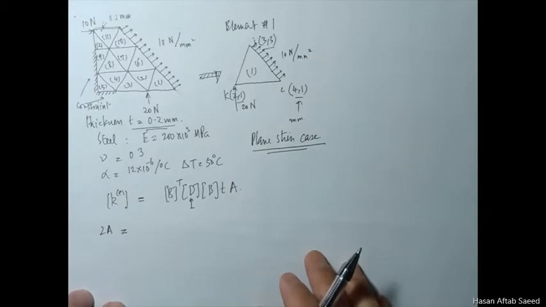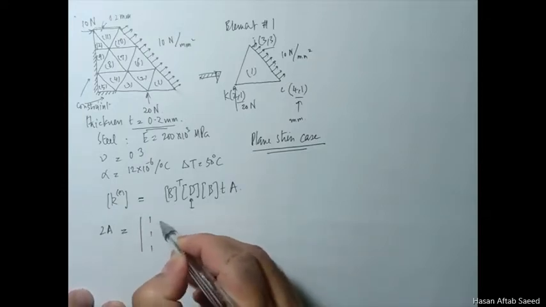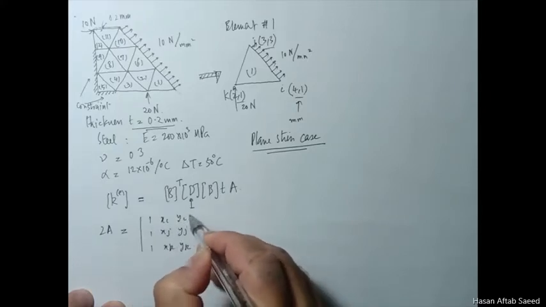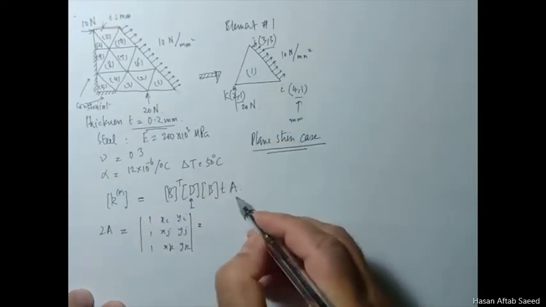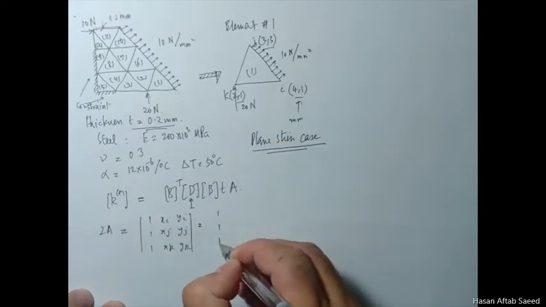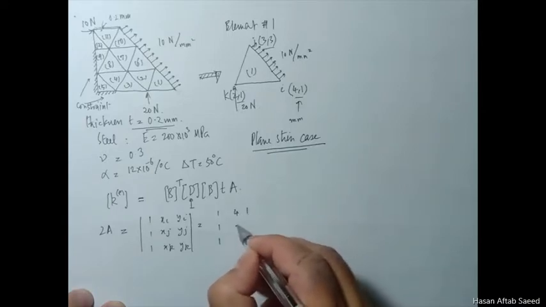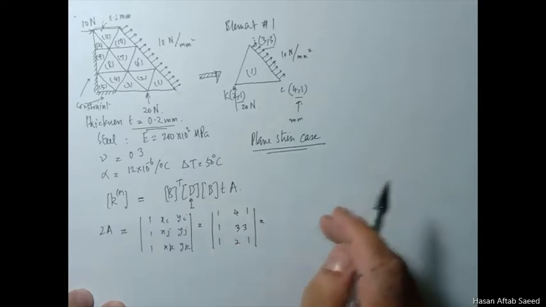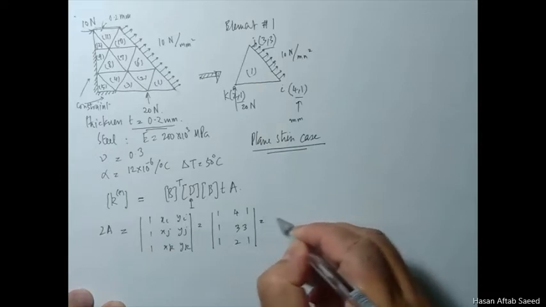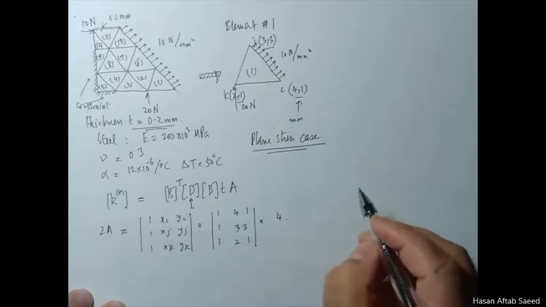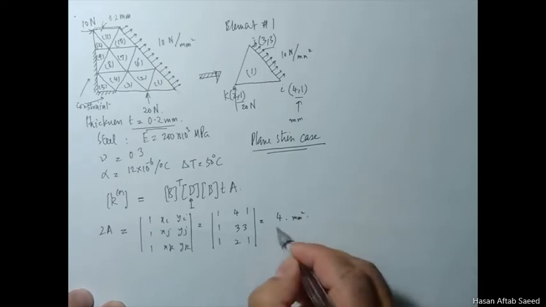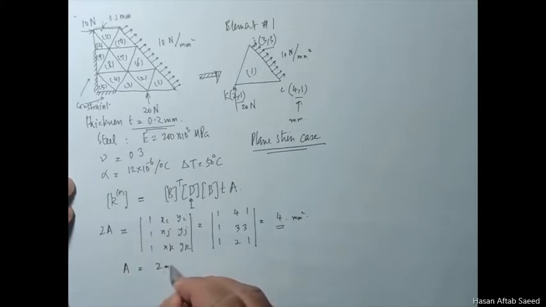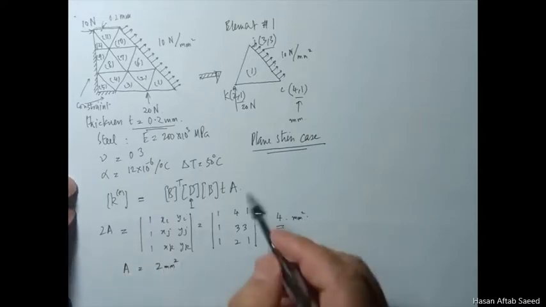You recall from one of our previous lectures that A is simply given by this expression. You all have these dimensions, so there's nothing difficult about it. Just put in the values, and if we solve this, the answer comes out to be 4, you can verify it for yourself. It's actually square millimeters, but this is the value of 2A, so obviously A will be half of this, 2 square millimeters.